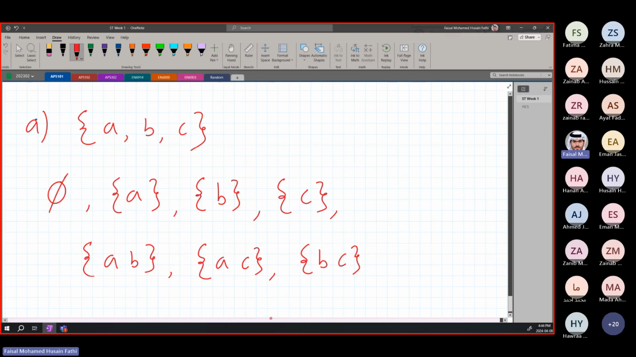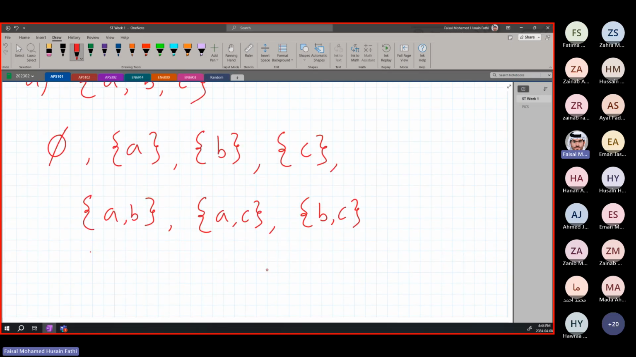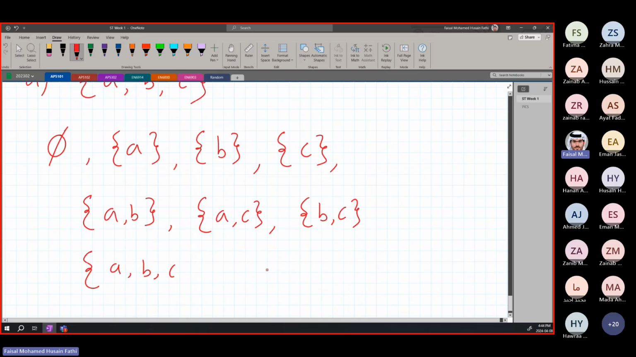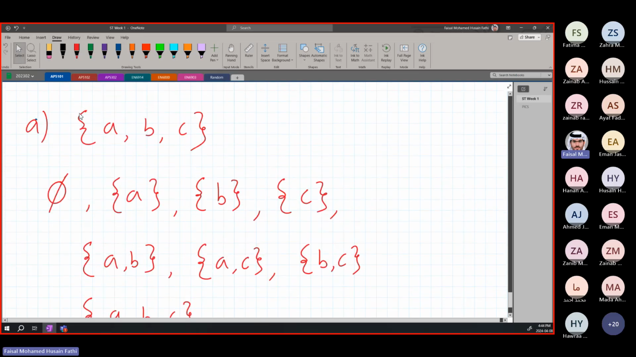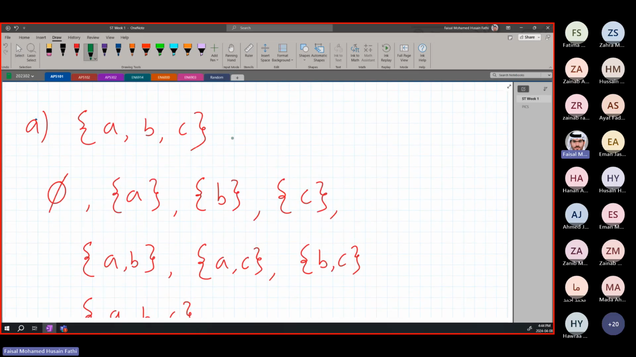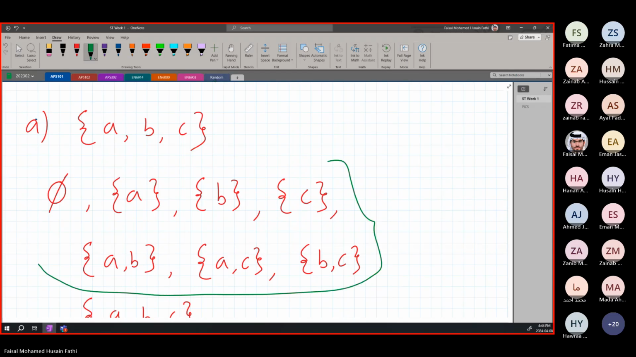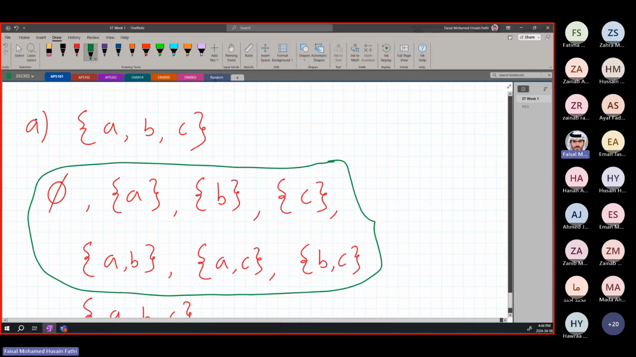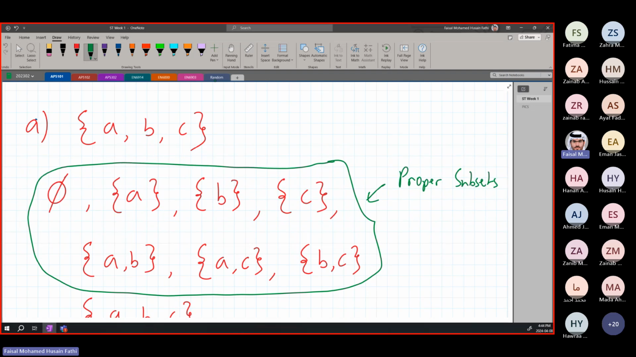Then A, B, A, C, and B, C. And then we're also going to have A, B, C. And then these all are proper subsets, okay? These all over here are proper subsets. And then, in other words, using this.